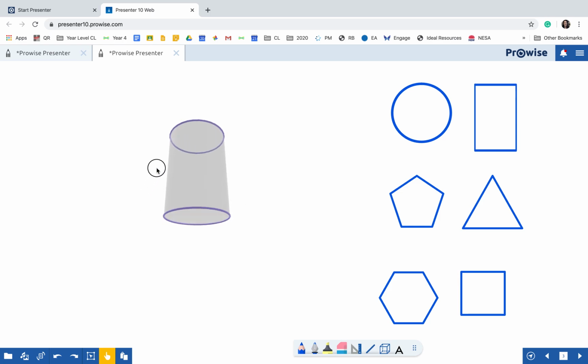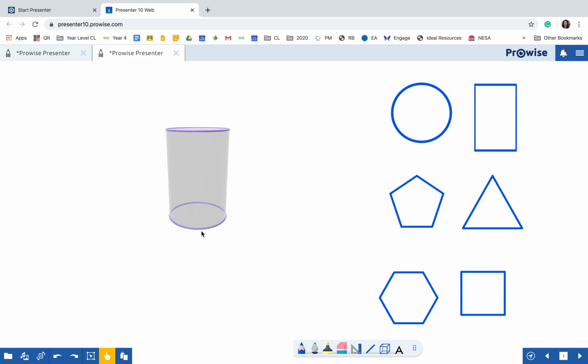And let's look at the final 3D shape for today. I wonder if you can name this shape. This shape is called a cylinder. A cylinder is also made up of 2D shapes. I wonder if you can figure out what 2D shapes you can see there. There are 2 very obvious ones. The first one is a circle at each end. But the second one's a little bit tricky because it's curved.